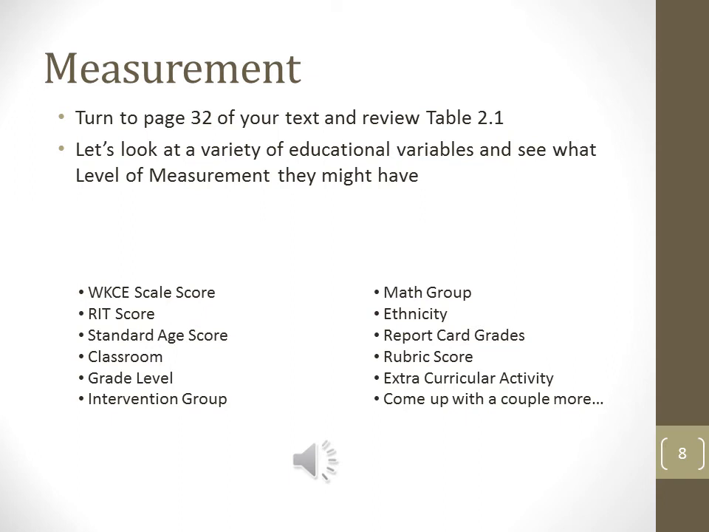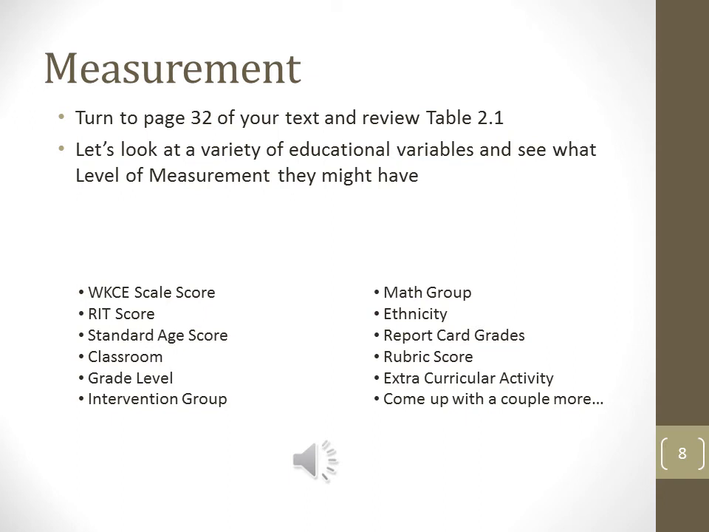Classroom, on the other hand, the student is either in one classroom or the other. So in this case, that would be a nominal variable. Grade level, same thing. You're either in 6th grade, 7th grade, 8th grade, or 9th grade. You can't be in 2 grades at once. So that also is nominal.